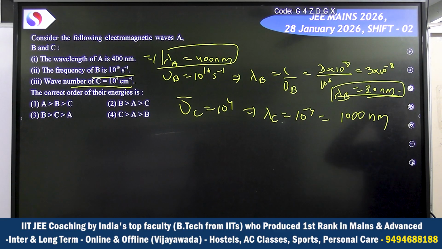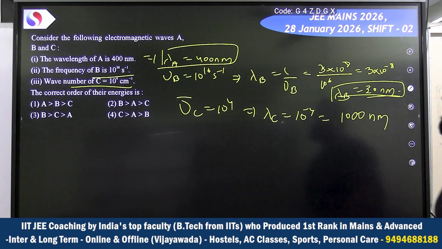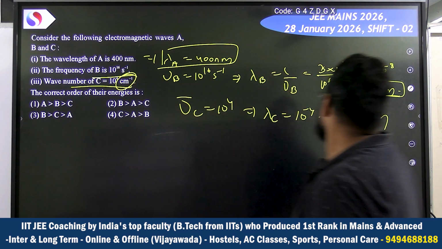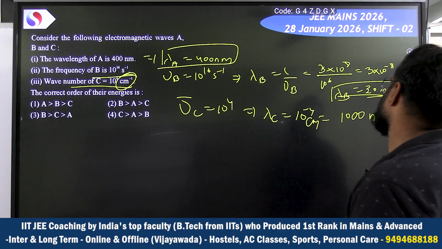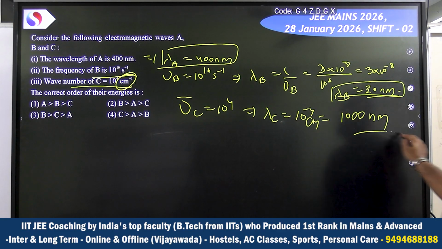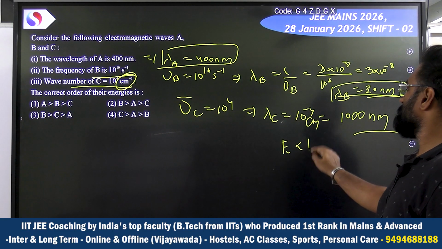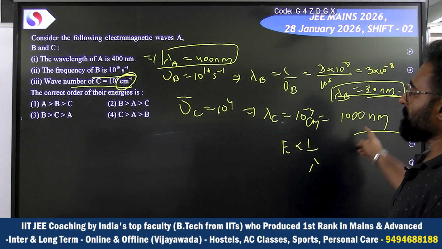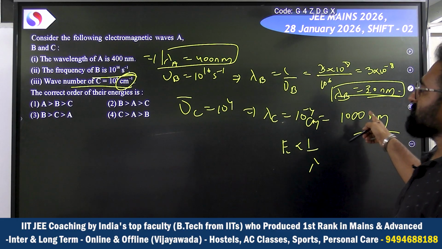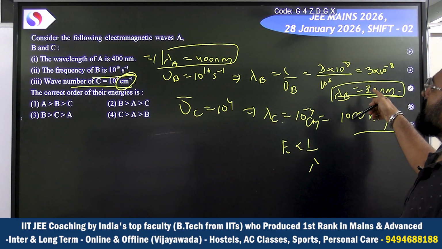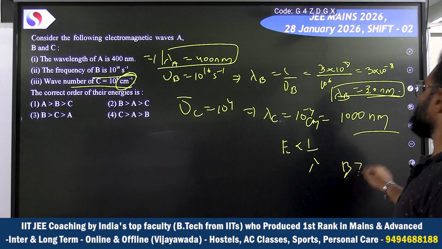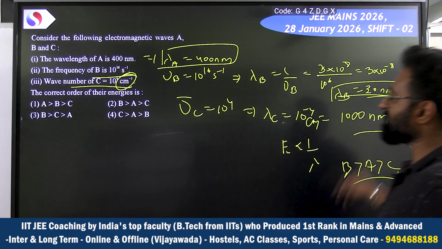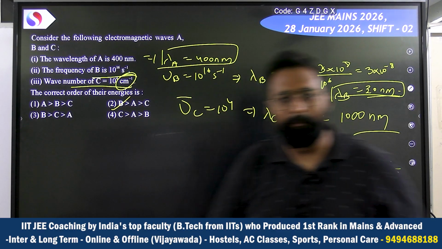1000 into 10 to the power minus 9... Achha, it is in centimeter. Okay, so this will be centimeter. So 1000 nanometer, correct? Energy is inversely proportional to lambda. So C will have the least energy, then B will be the highest. So the order is B, A, C. Second option. Simple.